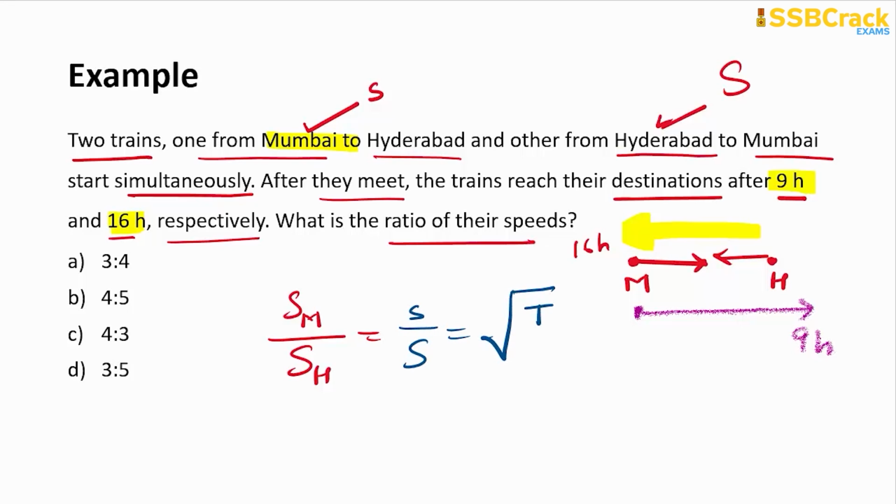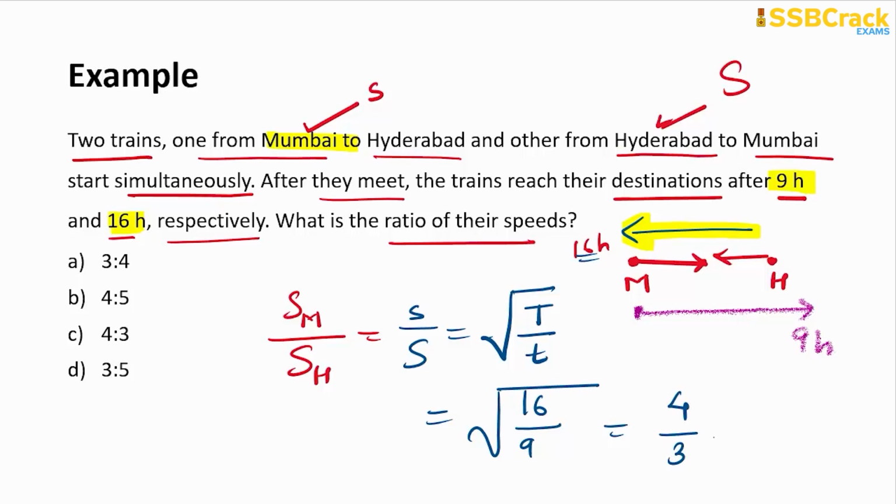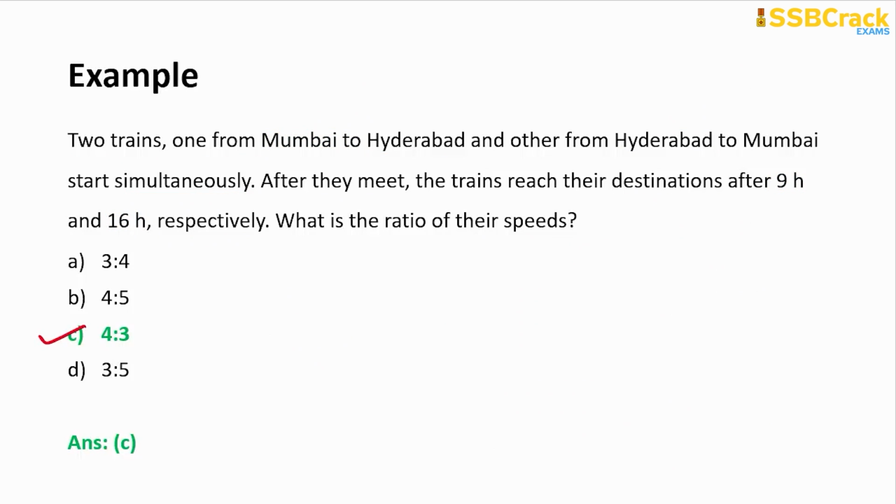the square root of capital T upon small t, which equals the square root of what's the capital T value? Here we have capital T, that is the timing for the second train to reach the first destination, that is from Hyderabad to Mumbai, and for that we had the timing 16 hours. So 16 by the timing for the Mumbai to Hyderabad train, that is 9. The square root of 16 is 4, and the square root of 9 is 3. So we got the ratio required, that is 4:3. And hence the right key for this particular question is option C only.